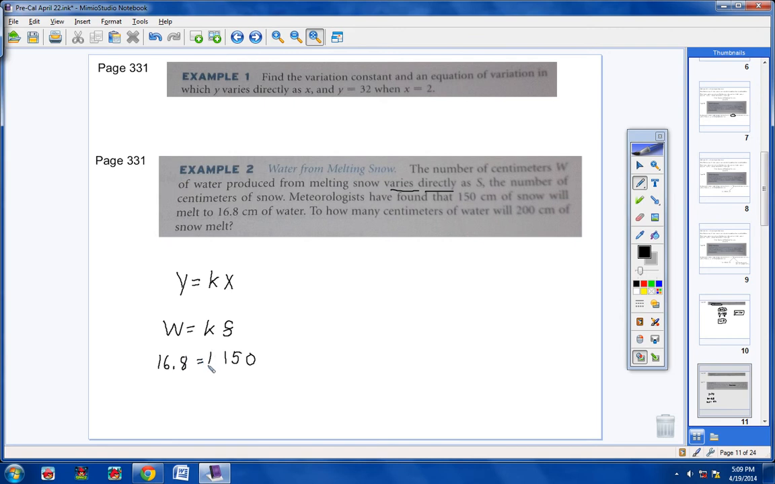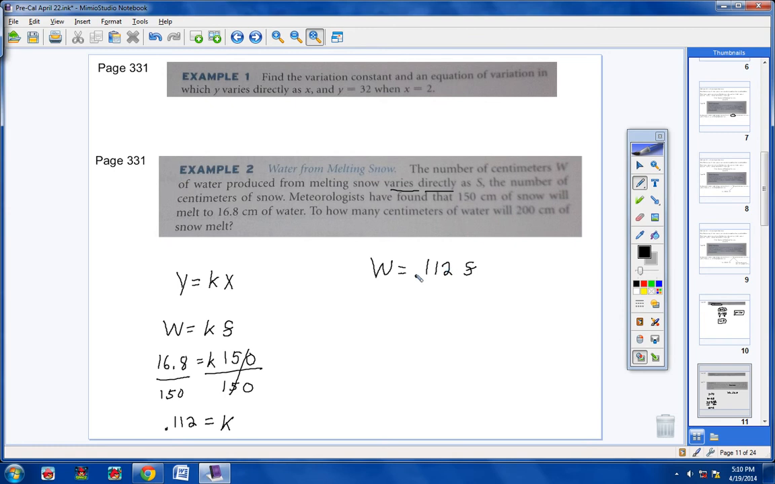So now I can very easily find K. So I'm going to divide both sides by 150. Divide by 150. Divide by 150. These cancel. And K equals 0.112. So students, I found my constant of variation, so now I can write my model like this. W equals, and where the K is, I will put 0.112 S.